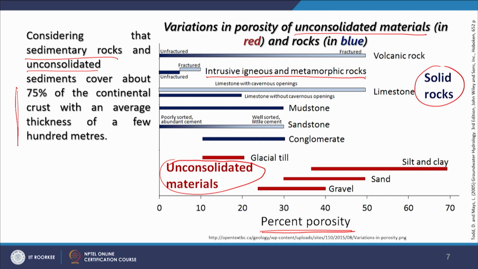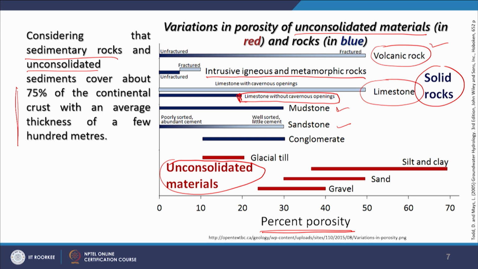So, these are the intrusive and metamorphic rocks. They are showing good porosity, like volcanic rocks. I have already discussed the basaltic one. And then we have limestones, which have openings or cavities, and cavernous openings are there. And there are some limestones which are completely solid. If they do not have openings, then they will have porosity of about 20%. Mudstone may have relatively better porosity as compared to limestone. Sandstone is almost the same. We are discussing porosity.